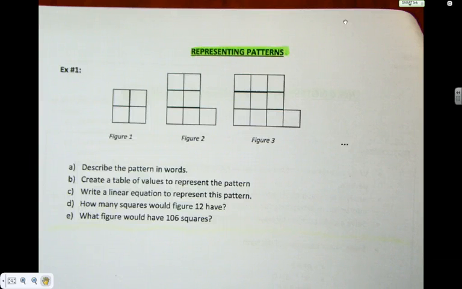I just want you to turn and talk for 30 seconds. Talk about what the pattern is, what's happening from figure to figure.